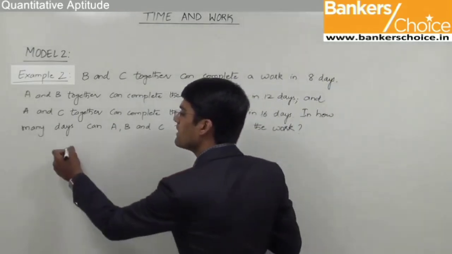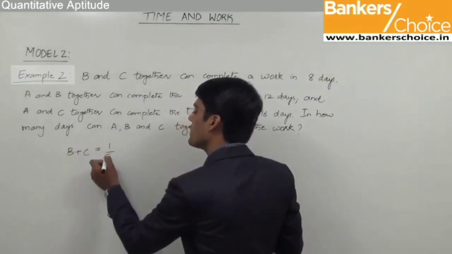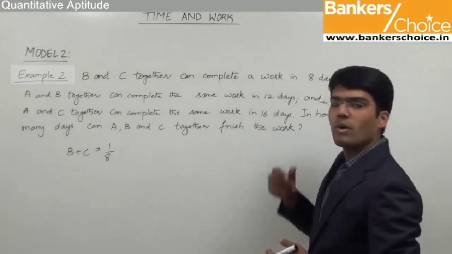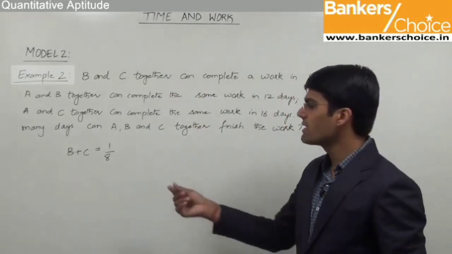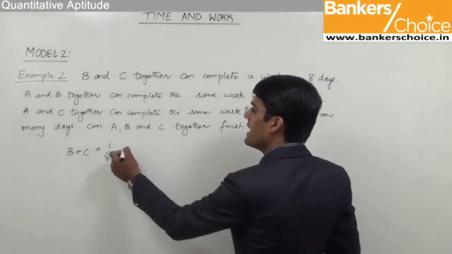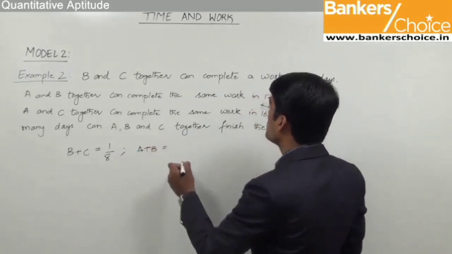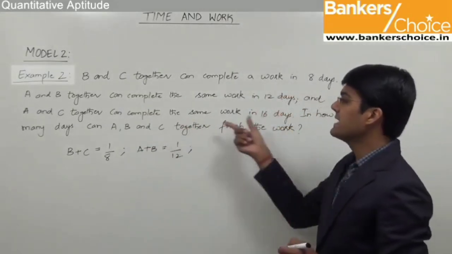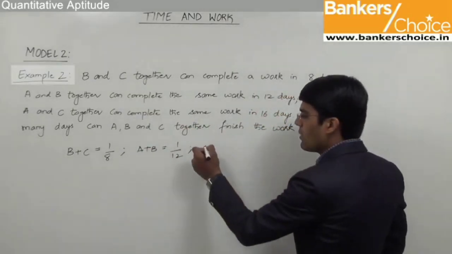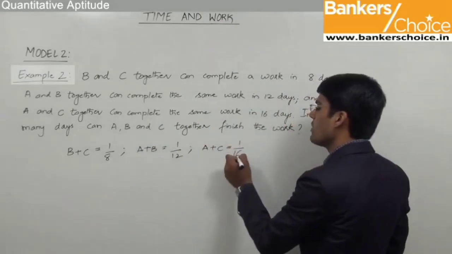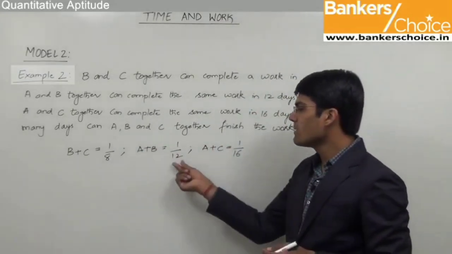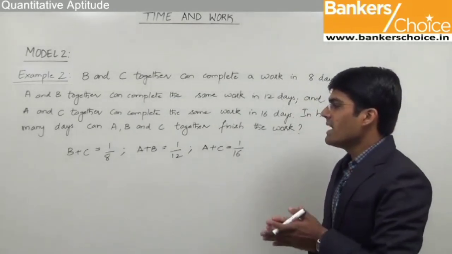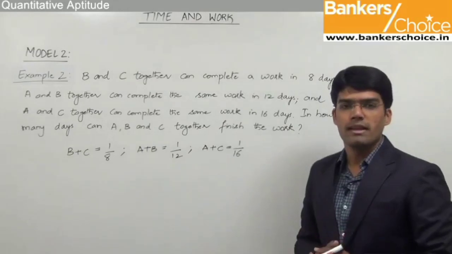That means the work done by B and C in 1 day will be equal to 1 by 8. Assuming that the total work is 1 unit, B and C can finish 1 unit of work in 8 days. So in 1 day they will finish 1 by 8 of the work. Similarly, A and B together can finish the work in 12 days, so the work done by them in 1 day will be 1 by 12. And A and C can finish the same work in 16 days, so the work done by A and C in 1 day will be equal to 1 by 16. So 1 by 8, 1 by 12 and 1 by 16 are the amounts of work done by B and C, A and B, and A and C respectively in 1 day each.